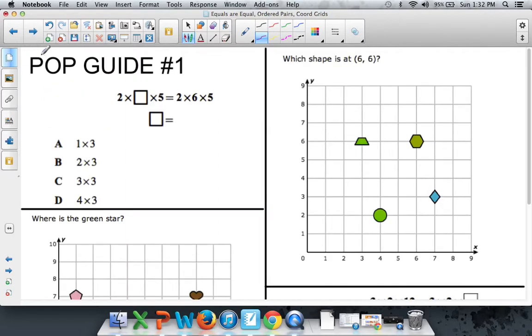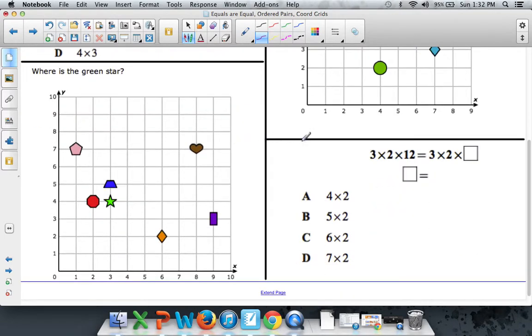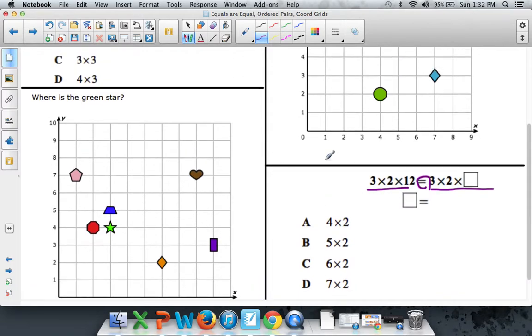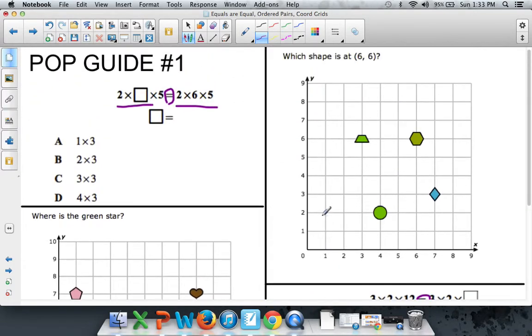Here's a look at your pop guide. It's all about balancing equations for this question. There's your equal sign, and we need this side to be the same as the other side. Same thing for down below. An equal sign, and this side has to somehow be the same as this side. What could go in that blank to make everything the same? Look carefully at your multiple choice options. Both of these questions are similar.